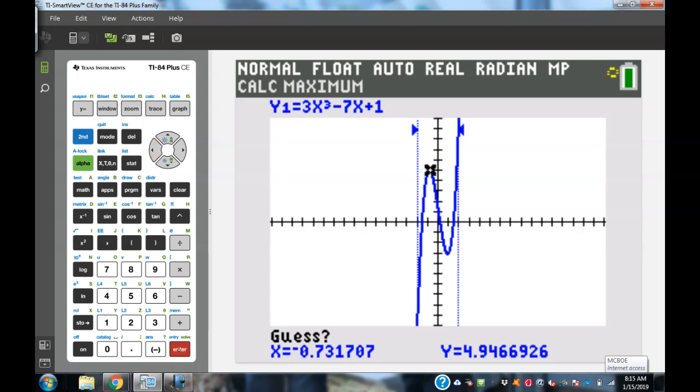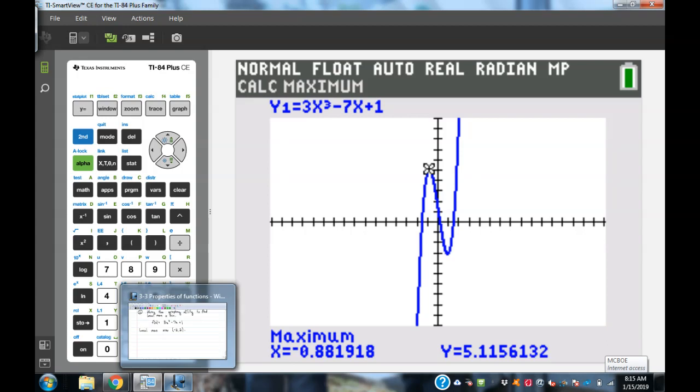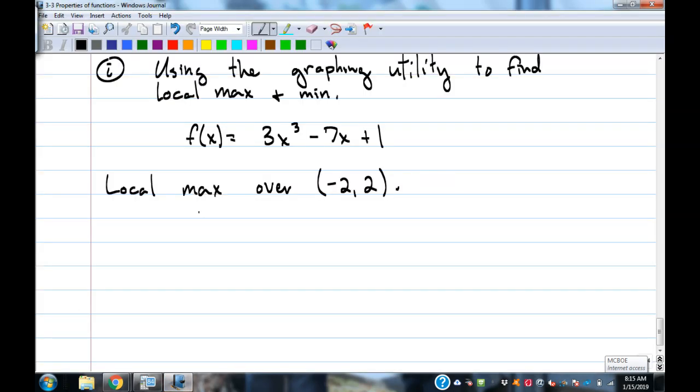The calculator is going to tell me, oh, you were just a tiny bit off. It's actually here at negative 0.881918, so several decimal places. We'll round that off. And then positive 5.115613. So let's round to 2 decimal places, which would be absolutely fine. So the local max in that interval would be at negative 0.88 and positive 5.12.